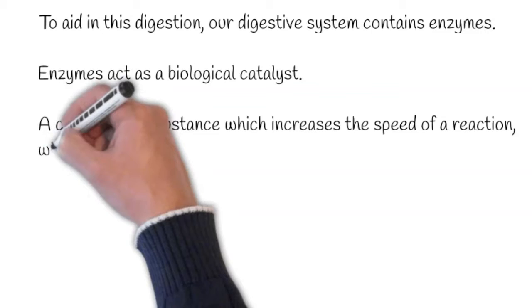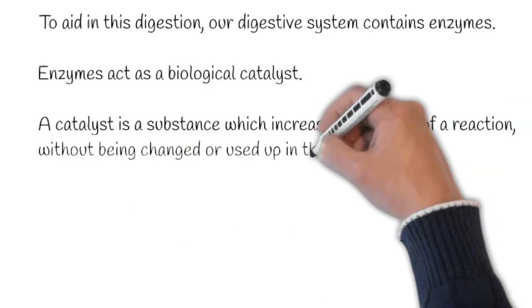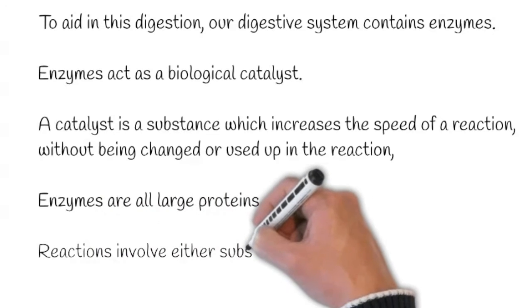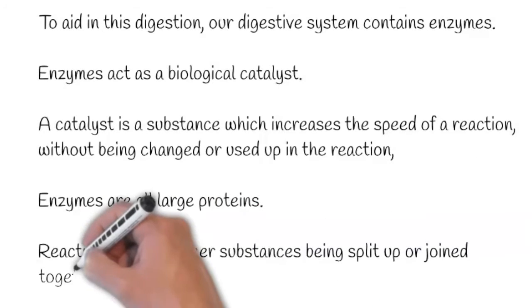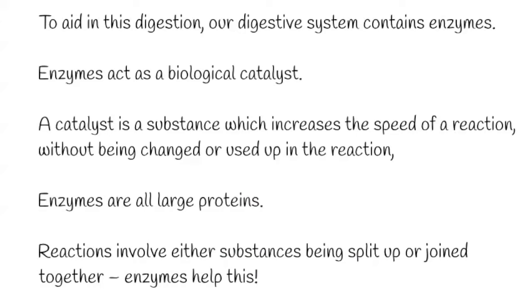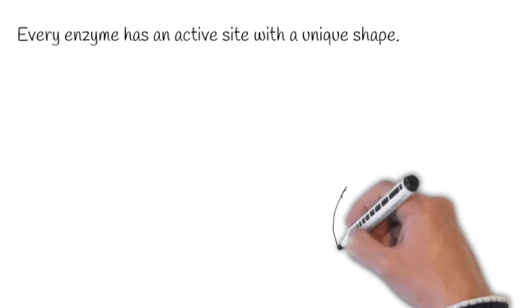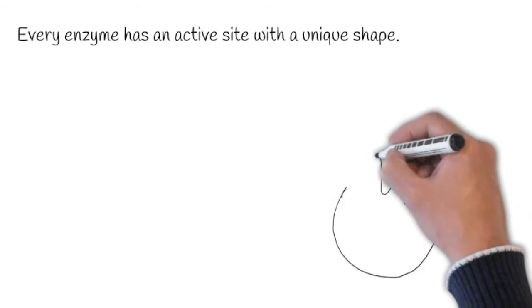A catalyst is a substance which increases the speed of a reaction without being changed or used up in the reaction. Enzymes are all large proteins. Reactions involve either substances being split up or joined together. Enzymes help this. Every enzyme has an active site with a unique shape.